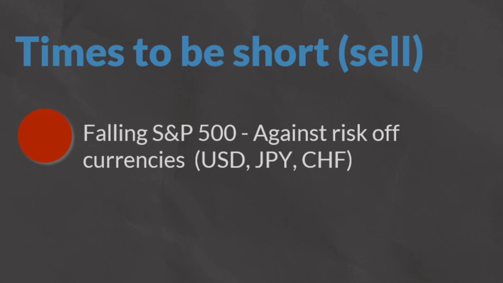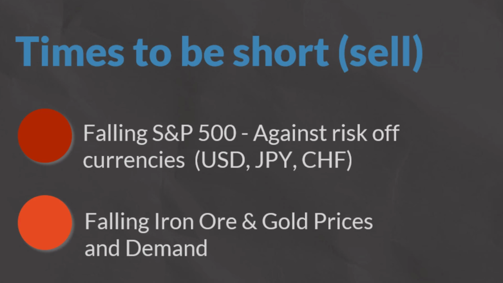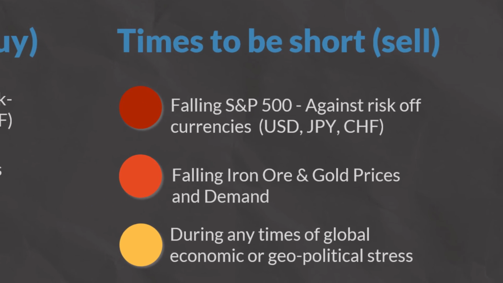Times to be short the Kiwi. It's going to be just the opposite. We know that when the S&P 500 falls, when equities fall, the Aussie falls, and that's going to pull the Kiwi along with it. So we want to be short Kiwi, and we want to be long currencies of safety: dollar, yen, Swiss franc. We also want to be short Kiwi when we're seeing falling iron ore and gold prices and weaker Chinese demand. That's when we want to be short Kiwi as well.